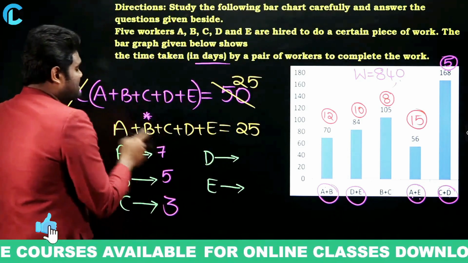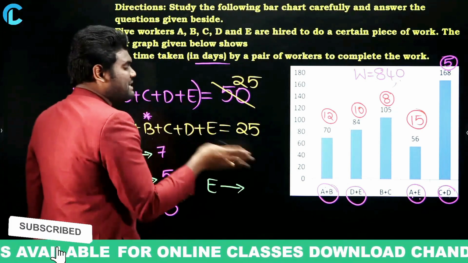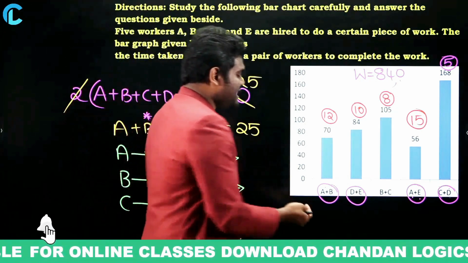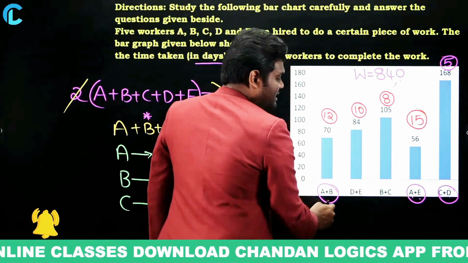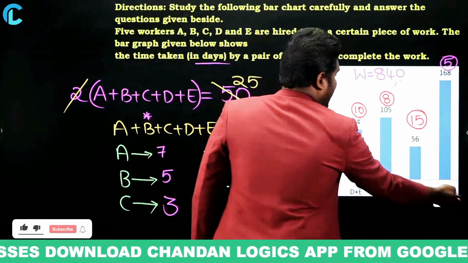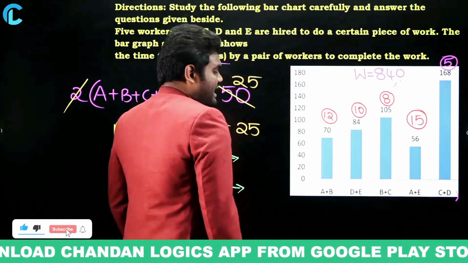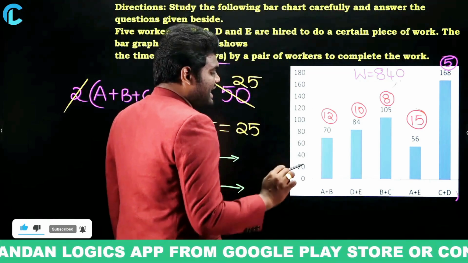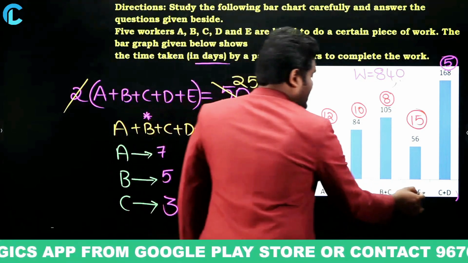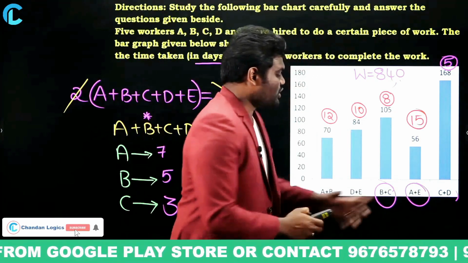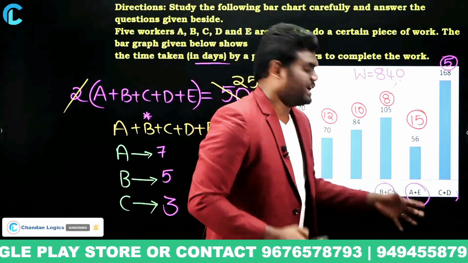Next, I need to know D. If I need to know D, it means A, B, C, E should be subtracted. Yes or no? A, B, C, E. Look here, A, B, C, E should be subtracted.